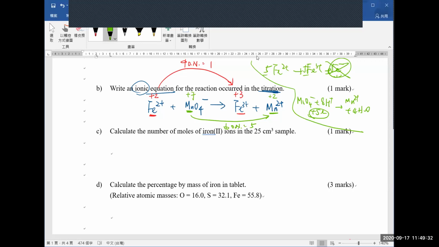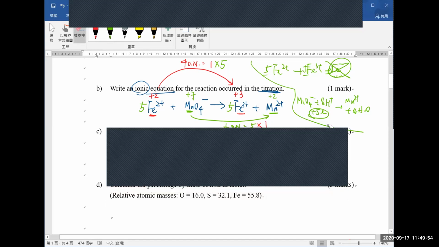So check it, it is dropped by 1, increased by 5. The LCM of those two numbers is 5. So you are going to times 5 here, and remember to put a 5 here. And similarly, you have got times 1 here and put 1 here. But of course, the 1 here can be omitted while you write the true equation.